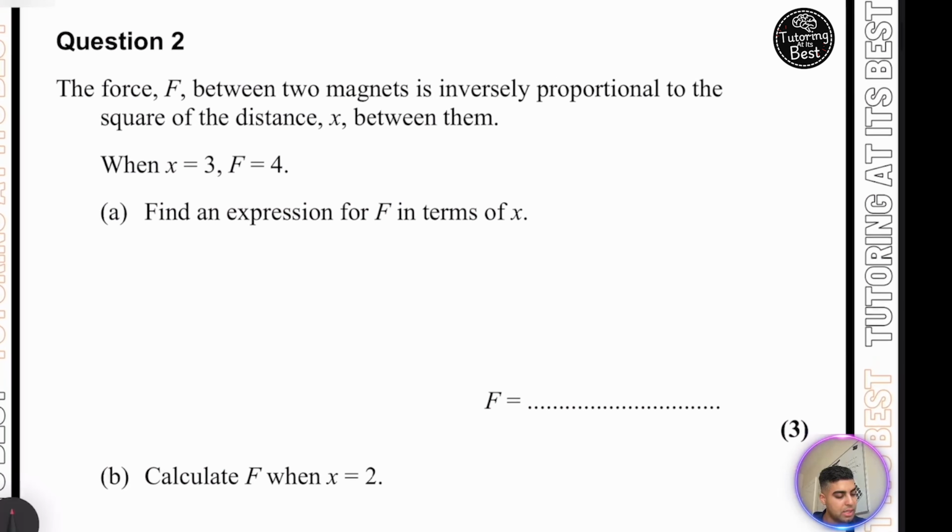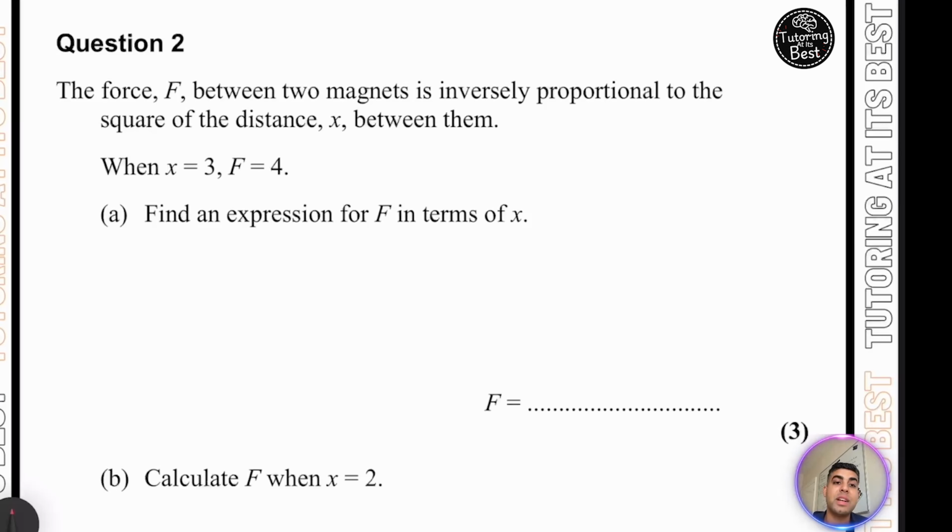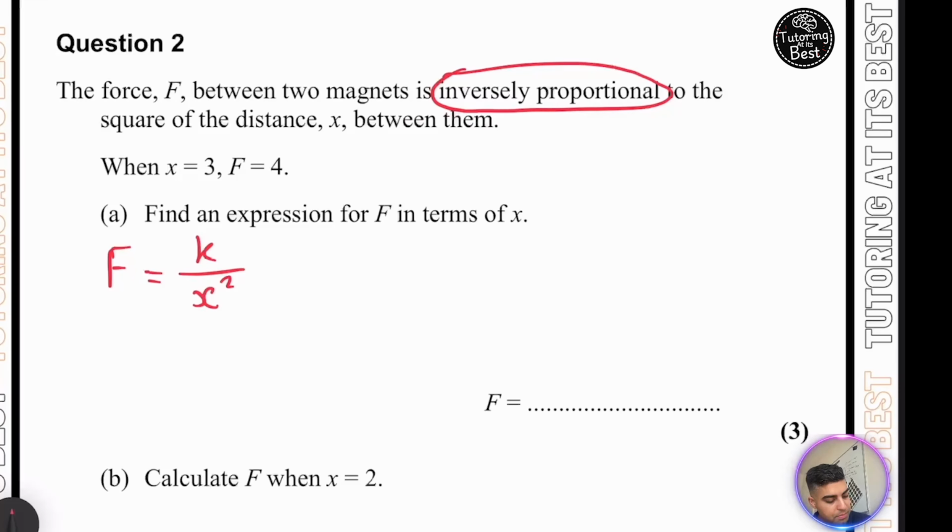Question 2. Solve direct and inverse variation problems. So the force F between two magnets is inversely proportional to the square of the distance x between them. So when x equals 3 and F equals 4, find the expression for F in terms of x. Well, they've mentioned it's inversely proportional. So essentially we're going to have a fraction and we're going to have k over x squared, as it's the square of the distance.